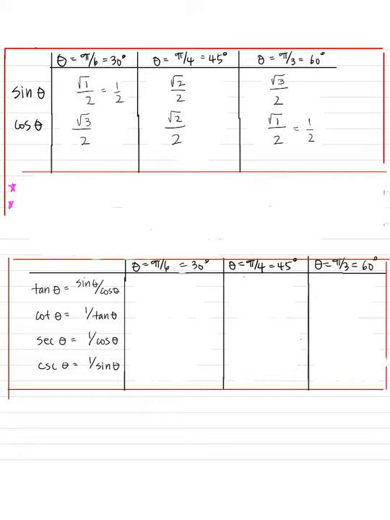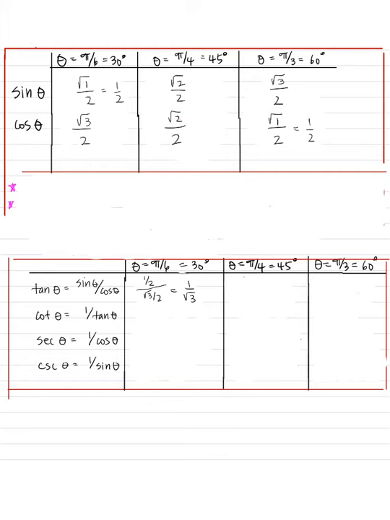Okay, so I already made a list below. Tangent is sine over cosine. So if you memorize the chart above, then we're good to go. So when theta is pi over 6, which is 30 degrees, sine is 1/2, and then cosine is, what is that? Root 3 over 2. So tangent of pi over 6 is 1 over root 3.